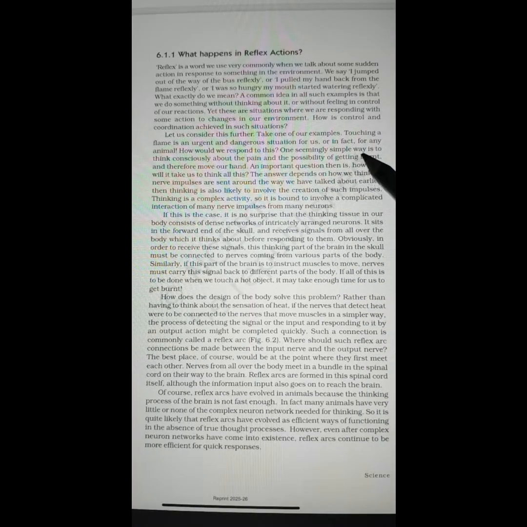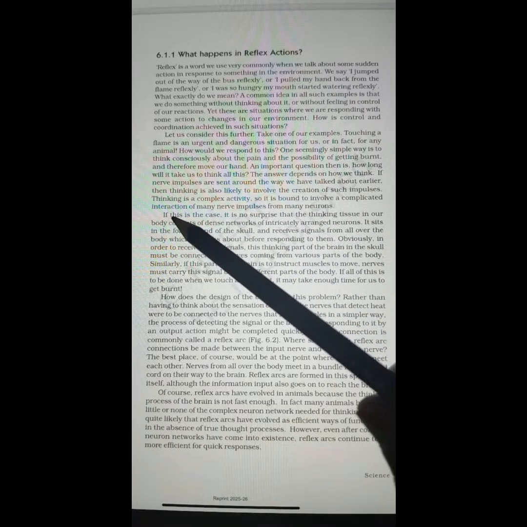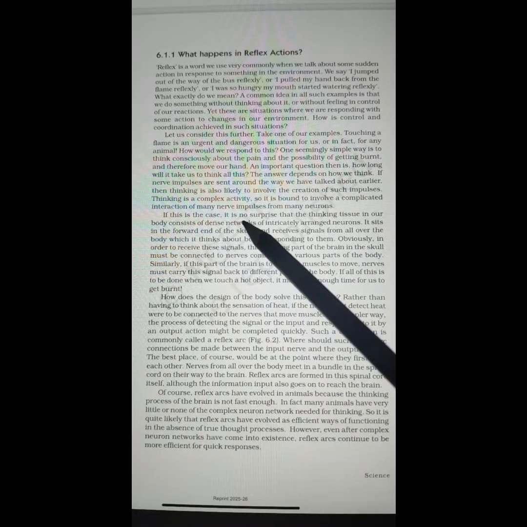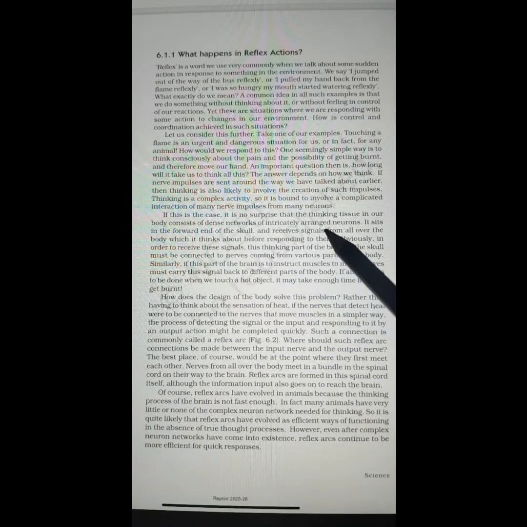One seemingly simple way is to think consciously about the pain and the possibility of getting burned and therefore move our hand. An important question then is, how long will it take us to think all this? The answer depends on how we think. If nerve impulses are sent around the way we have talked about earlier, then thinking is also likely to involve the creation of such impulses. Thinking is a complex activity, so it is bound to involve a complicated interaction of many nerve impulses from many neurons. If this is the case, it is no surprise that the thinking tissue in our body consists of dense networks of intricately arranged neurons.